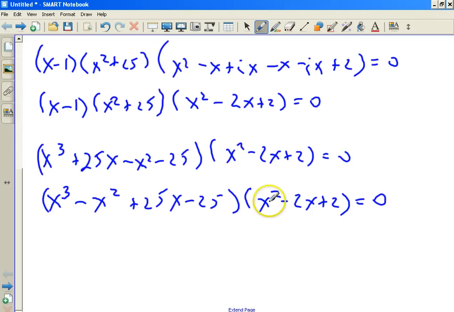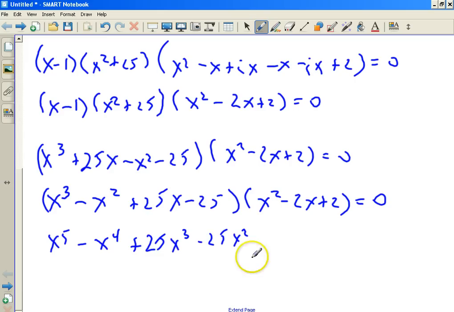All right, so x squared times x cubed, x to the 5th. X squared times negative x squared, negative x to the 4th. X squared times 25x, 25x cubed. Yep. X squared times negative 25, negative 25x squared. Good. Okay.